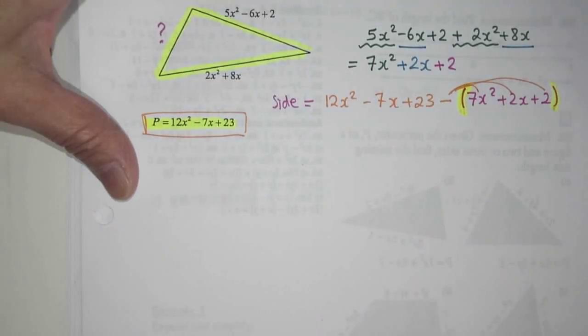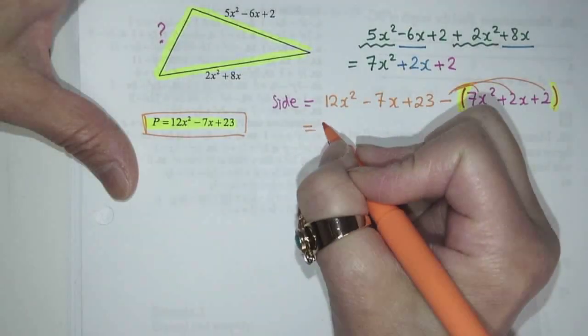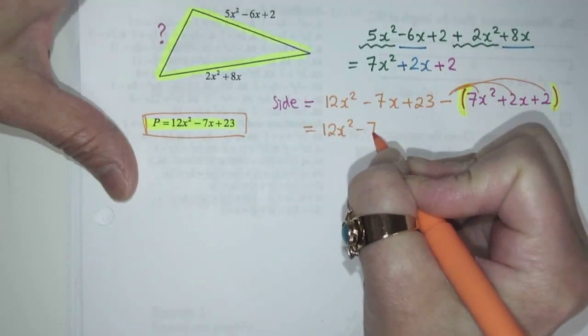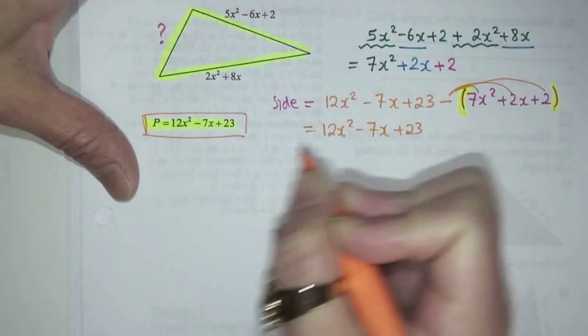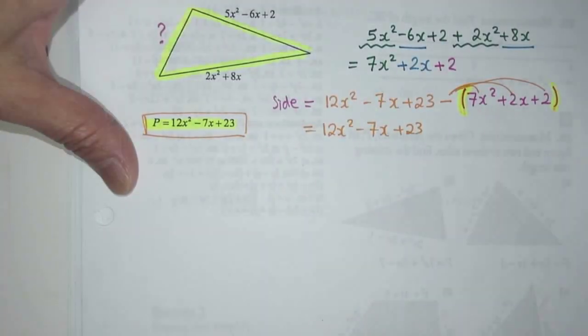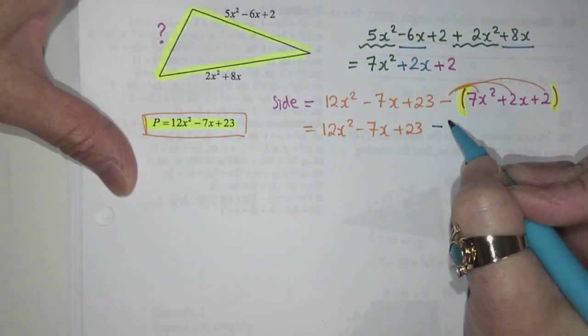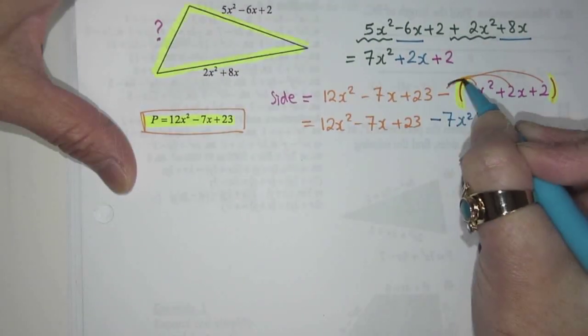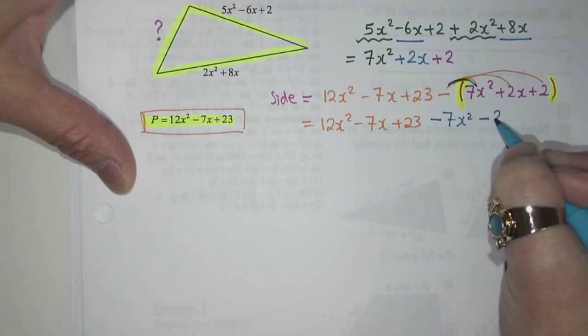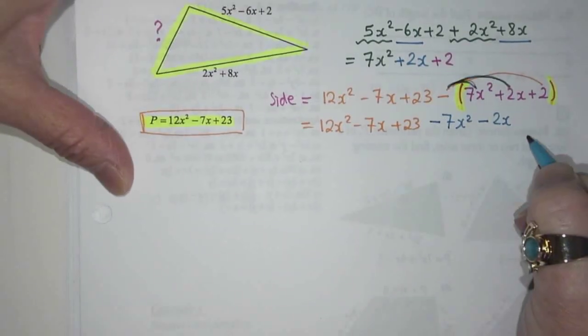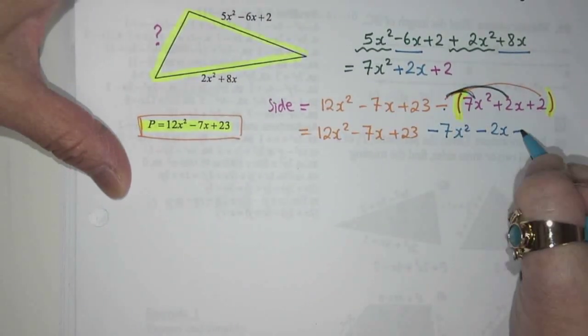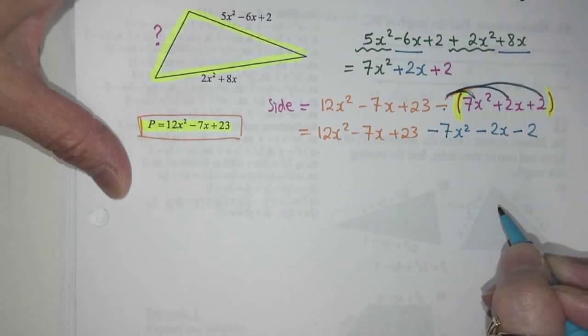So here, we're going to keep going with this. This perimeter is still 12x squared minus 7x plus 23. So that's this one here, minus this one here. I'm going to bring the minus in. So I'm going to go minus 7x squared, this one, minus 2x, this one, and then minus times this will be minus 2. That's the last one.